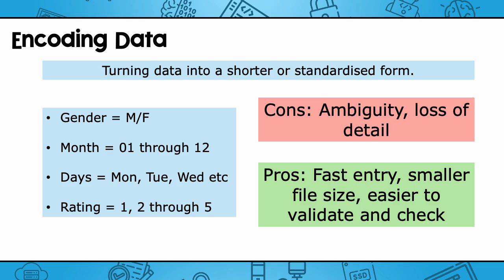However, there are some disadvantages to encoding data. It can be misinterpreted. For example, M could mean male or it could mean married. So again, you've got to make sure that the fields and the data that you're capturing this information in are correct and accurate. Another disadvantage is it can lead to loss of precision. If you think about the ratings example we had, very satisfied becomes just a 5 on a scale of 1 to 5, so it loses detail.